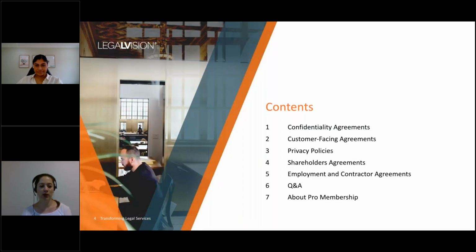In terms of what we are going to discuss today, we're going to run through the 5 essential contracts for a tech business. So this includes your confidentiality agreement or NDA, your customer facing agreement. So these are the terms and conditions you have with your customers, having a privacy policy, a shareholders agreement, and we'll also run through having agreements in place with your employees and contractors. After that, as I mentioned, we'll run through any questions you all have, and this is always one of the best parts of the webinar, so please feel free to submit those questions.